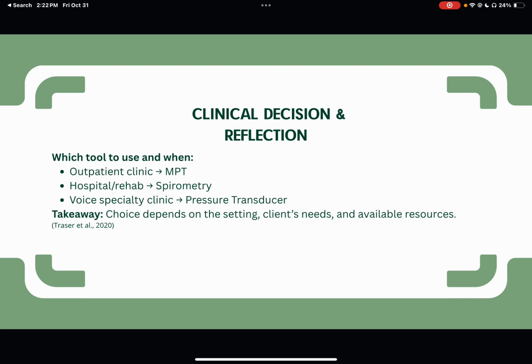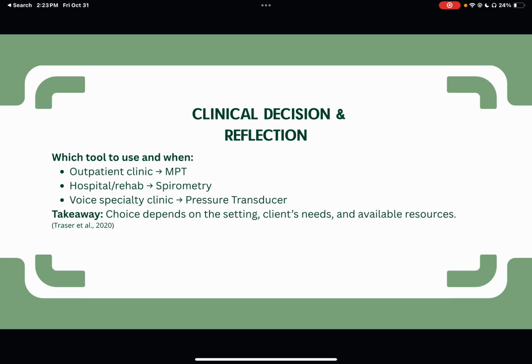When deciding which tool to use, context is pretty much everything. In an outpatient clinic, MPT might be the best choice since it's quick and cost-free, but in a hospital or rehab setting, spirometry makes sense because respiratory data is already part of the client's care. In a voice specialty clinic or university lab, I feel pressure transducers give you the most detailed information about pressure and airflow during speech. Research, even by Frazer, explained how understanding subglottal pressure regulation gives us insight into how respiration and phonation work together in real time.